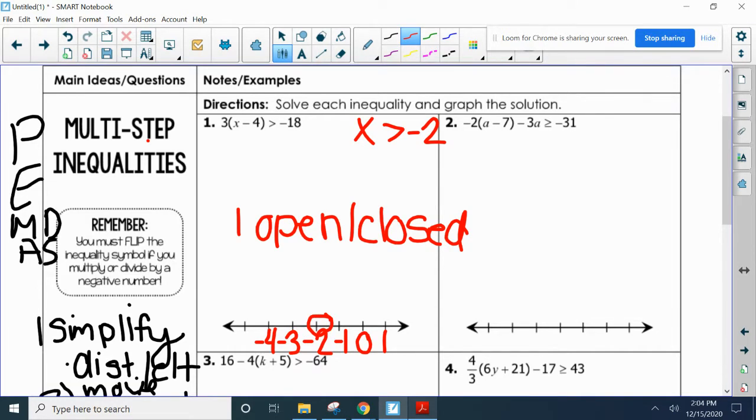And then my second question to ask when graphing: are we going to shade to the right or are we going to shade to the left? So I have that x is all the numbers greater than negative 2, and I know that my numbers greater are going to be to the right. And if I wanted to test that, I could plug in 0, and I know 0 is bigger than negative 2, so I did it right.